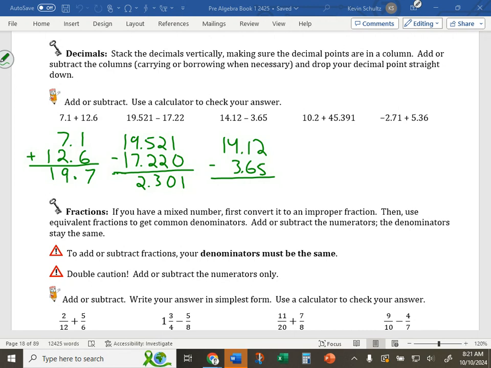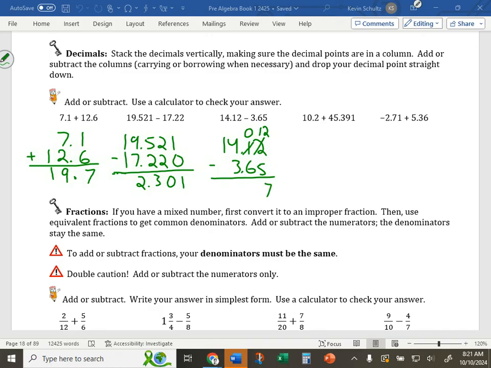We have to borrow from our tenths and turn this into 12 hundredths. Because having 12 hundredths is the same thing as having 1 tenth and 2 hundredths, right? Having 12 pennies is the same thing as having 1 dime and 2 pennies. But now that allows us to subtract: 12 minus 5 is 7.